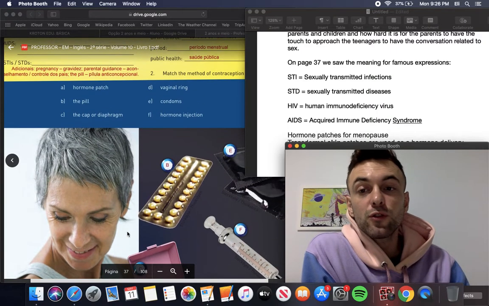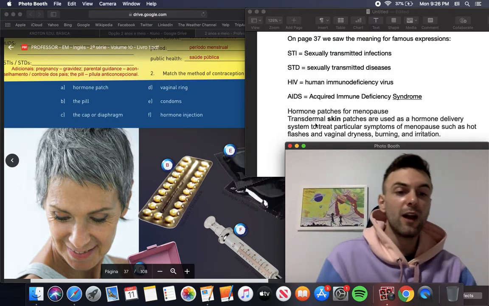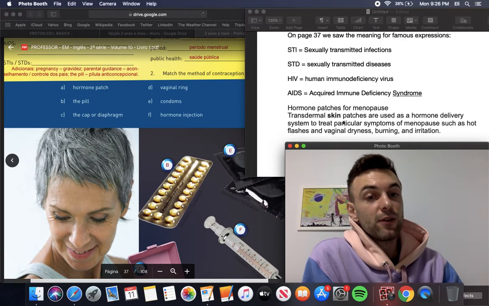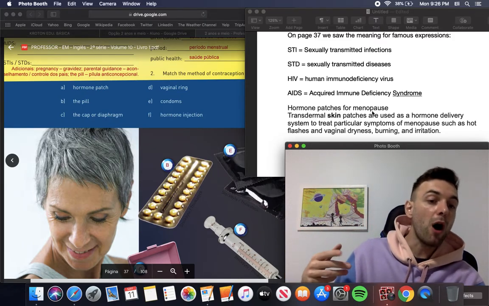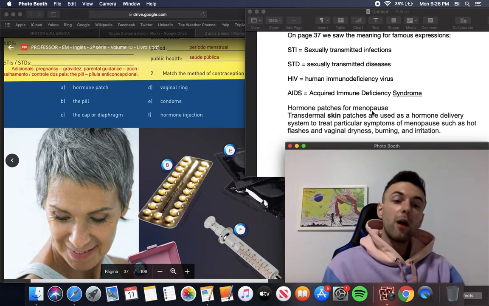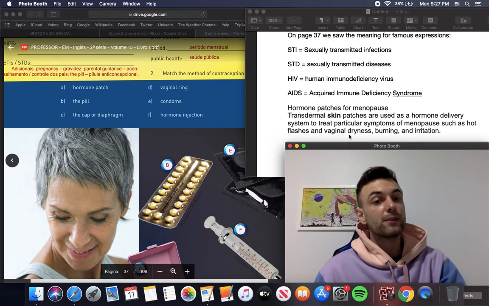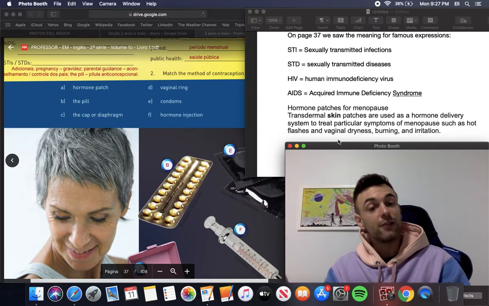On this page, we also saw these expressions here who are a bit unfamiliar to most of you guys, starting with hormone patch. I searched here to tell you guys what are the hormone patches, and they are used for menopause. The menopause is when a woman stops to have her period. And they are transdermal skin patches that are used as hormone delivery systems to treat particular symptoms of menopause, such as hot flashes and vaginal dryness, or burnings, or even irritations.